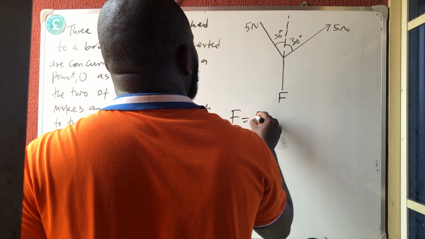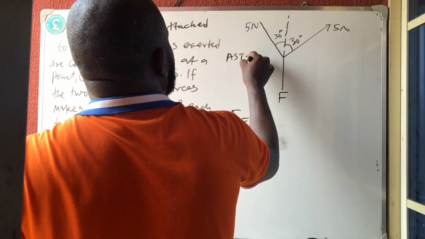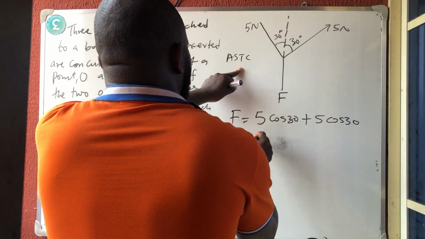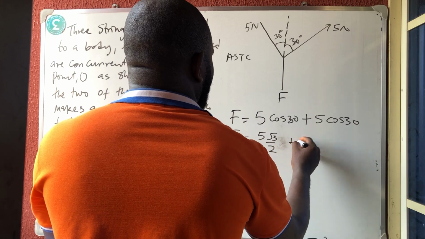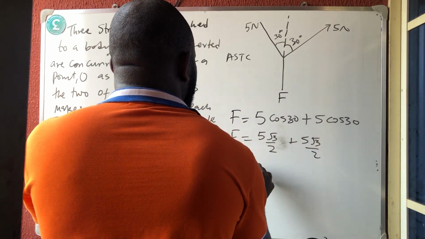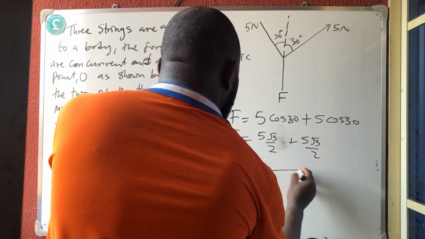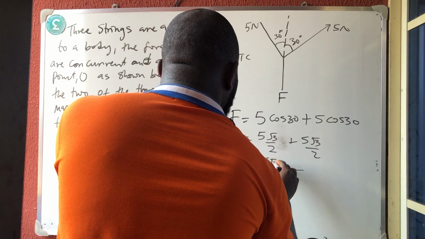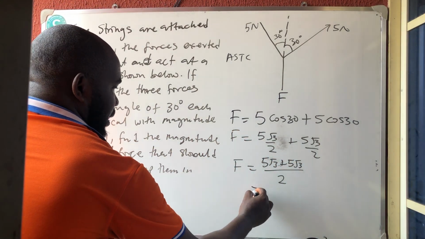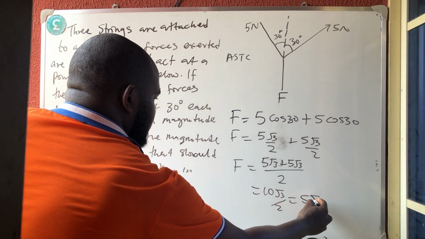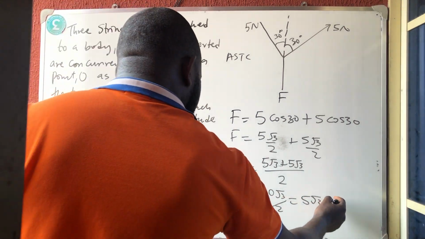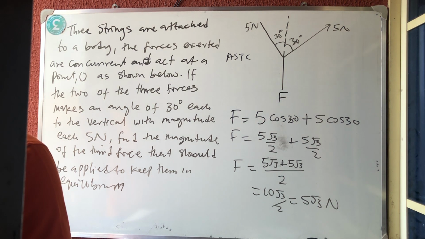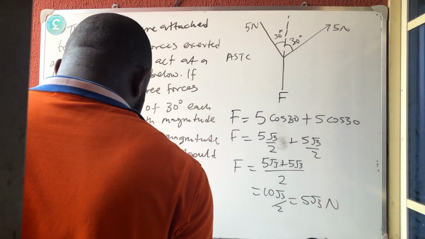So, if I resolve this one, it's going to be what? 5 is moving towards. So, ASTC. So, it's moving towards. So, cos is going to be 5 cos 30 plus another 5 cos 30. So, my F is equal to what? 5 root 3 over 2 plus another 5 root 3 over 2. So LCM is 2. I'm having 5 root 3 plus 5 root 3, that is 10 root 3 over 2, which is what? 5 root 3. Okay, as simple as that, Newton. So that is that. What else are we having? So the next one, you see, these things are very, very simple.